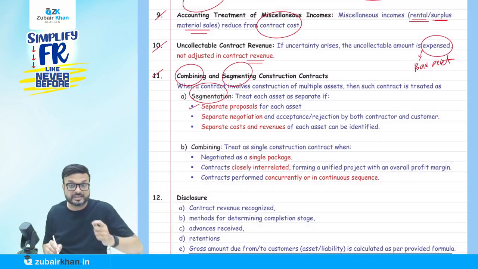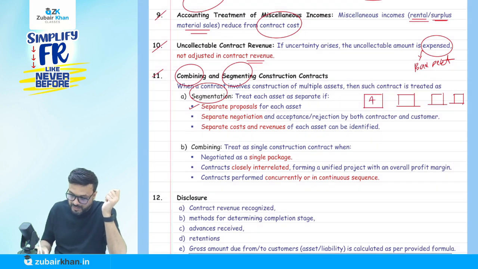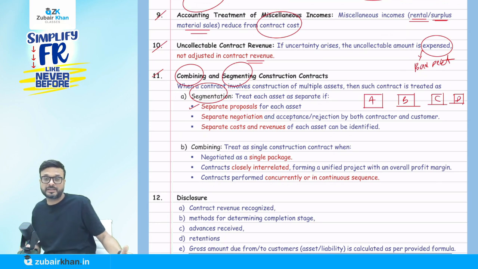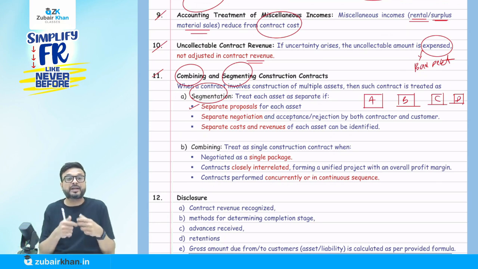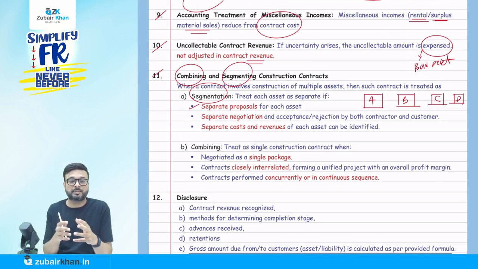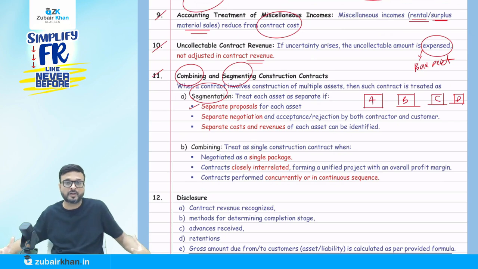First is a separate proposal. For example, I got a contract from the Indian Oil company to do the construction of petrol pumps. There are 4 petrol pumps, let's say A, B, C, D. What does it mean? I am giving a separate proposal for each contract. So when the Indian Oil company made the offer, I applied for the construction of these 4 petrol pumps, but I have given 4 different proposals, one for each of them.